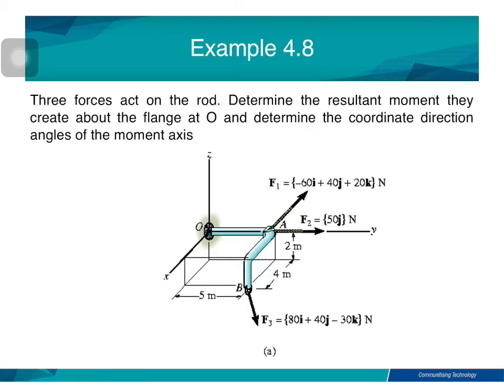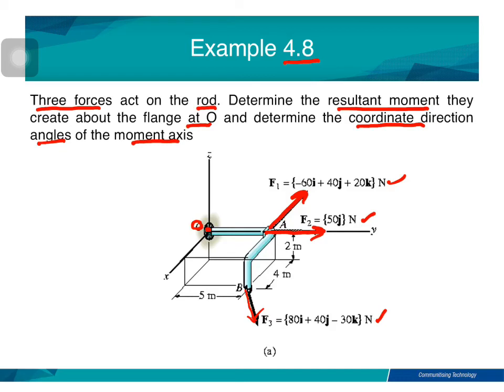Now example 4.8. We have three forces acting on the rod. Determine the resultant moment they create about the flange at O and determine the coordinate direction angles of the moment. So now we need to determine the moment at this point O. We have three forces: this is F1, this is F2 and this is F3. Luckily the F is already in Cartesian, so it's easier.